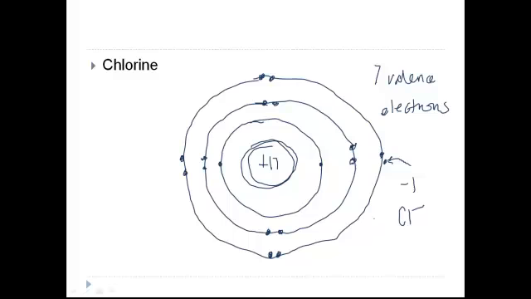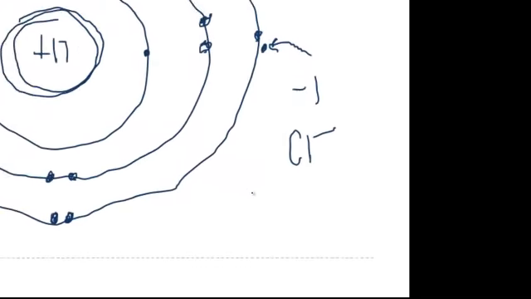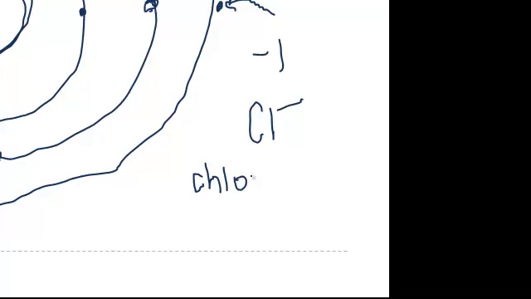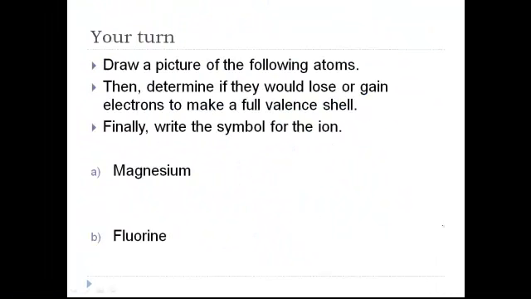And the way that you say this, if it's a negative ion, is you add an "ide" ending. So it's going to be called the chloride ion, so Cl-. So now it's your turn to practice this.